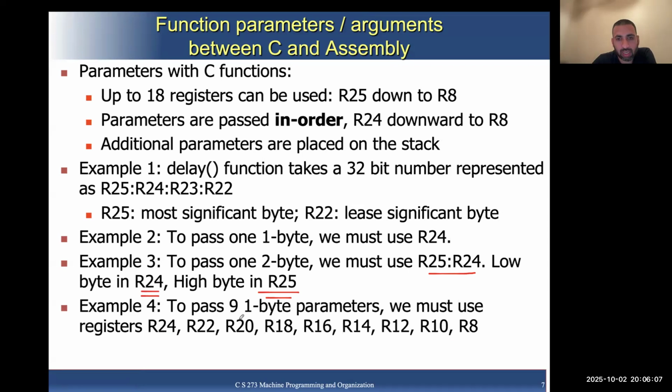So there is another example. Let's say we want to pass nine 1 byte parameters. Then we must use R24 to hold the first parameter, not R25. R22 to hold the second parameter. Note we are not using R23 because we said they are used in pair, but our values are only single bytes, so we don't need to use R23. The next one is the third parameter in R20, the fourth parameter in R18, and so on. Okay. Any questions?